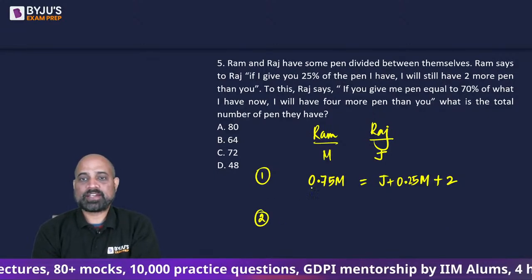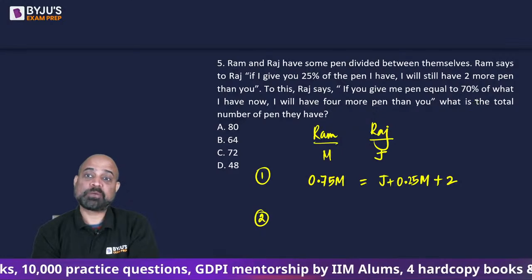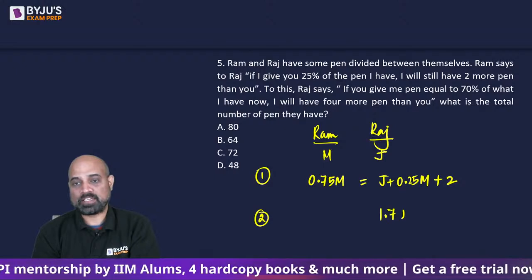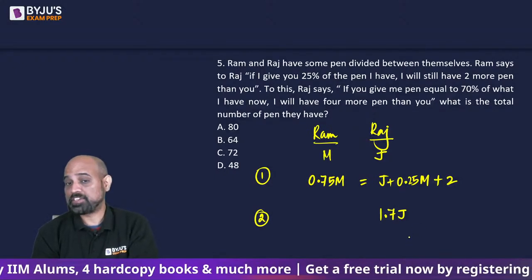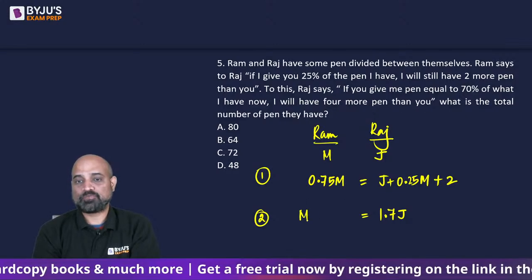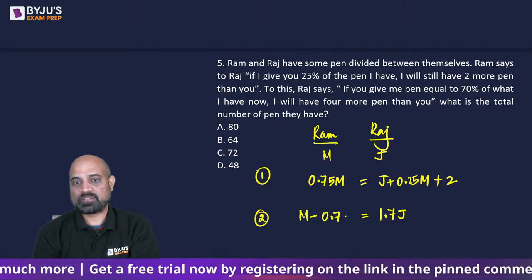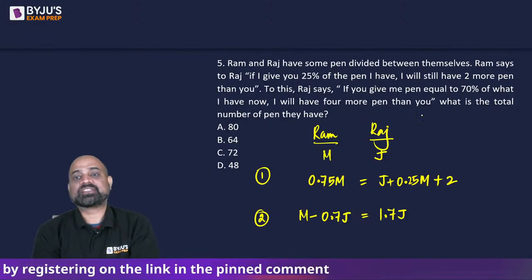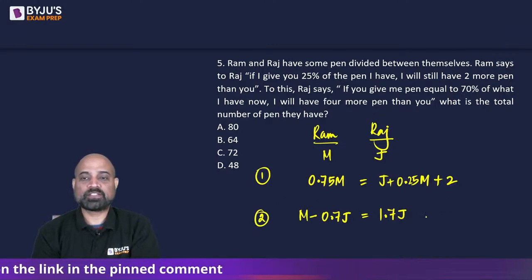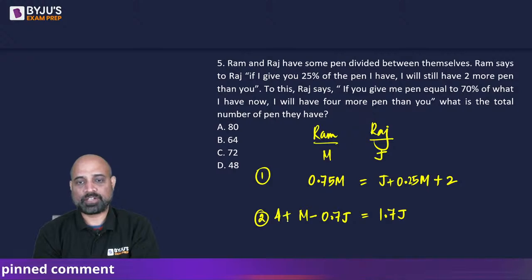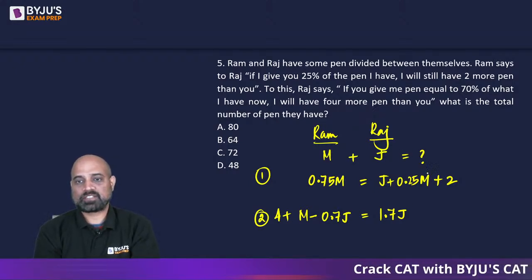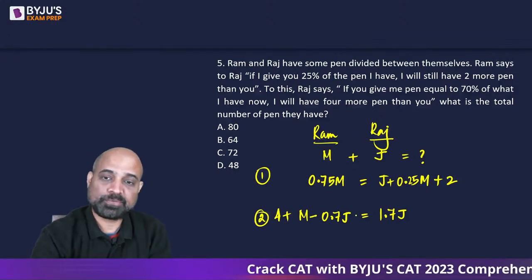The second equation that we will have is when Raj says if you give me pens equal to 70% of what I have now, so Raj's number of pens will increase by 70%, so it becomes 1.7 J, and the number of pens with Ram will decrease by 0.7 J because that's the amount he gave to Raj. He says I will have 4 more pens than you, so he has 4 more pens, so we can subtract 4 here or we can add 4 here. Completely our choice. So we need to find out the value of M plus J. This is what is asked. So we need to find out the value of M and J from here.